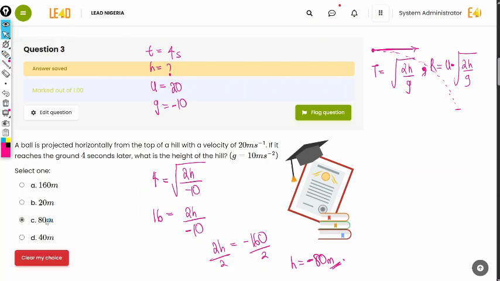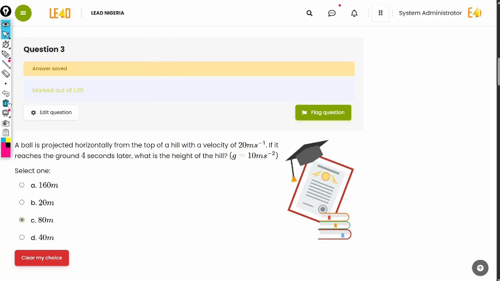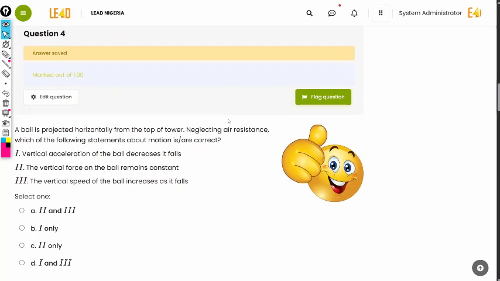So again, one last time, you could have used g as 10 and you would get h as positive 80, and that's fine. So remember, you must learn both these formulas as well as the other 3 for projectile motion. Again, there are 5 formulas you must know.